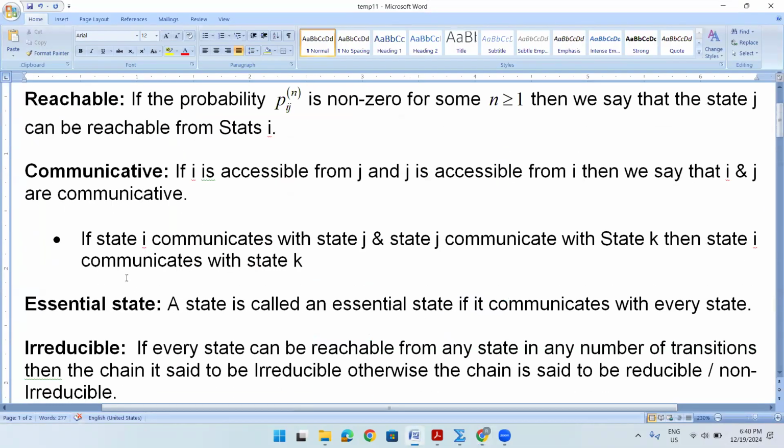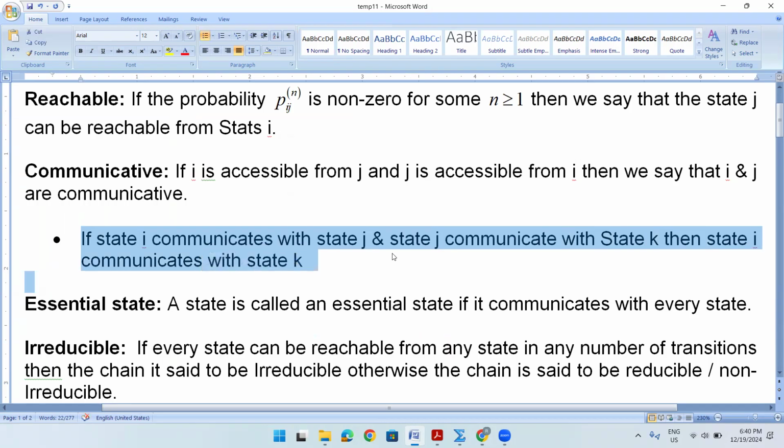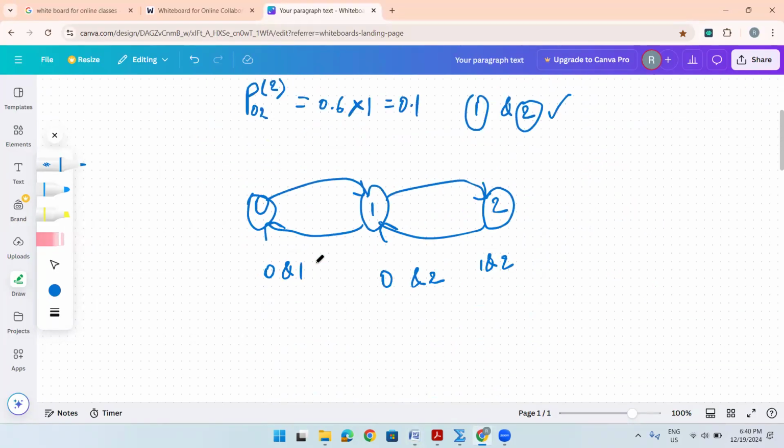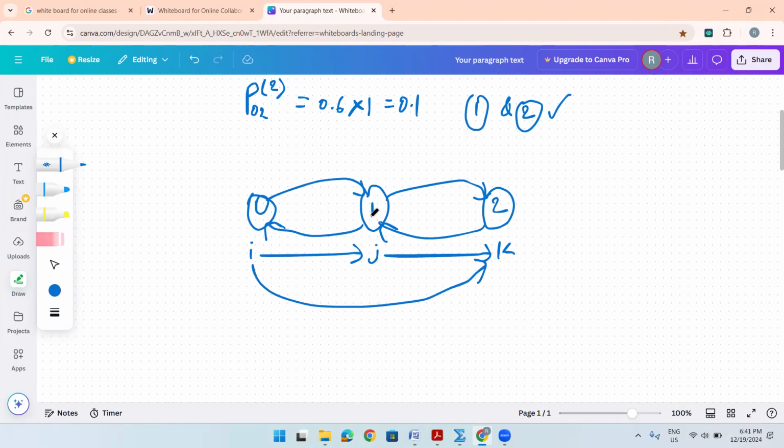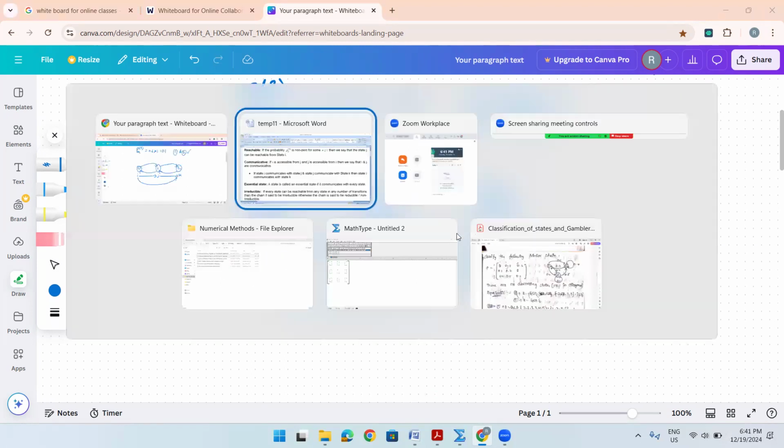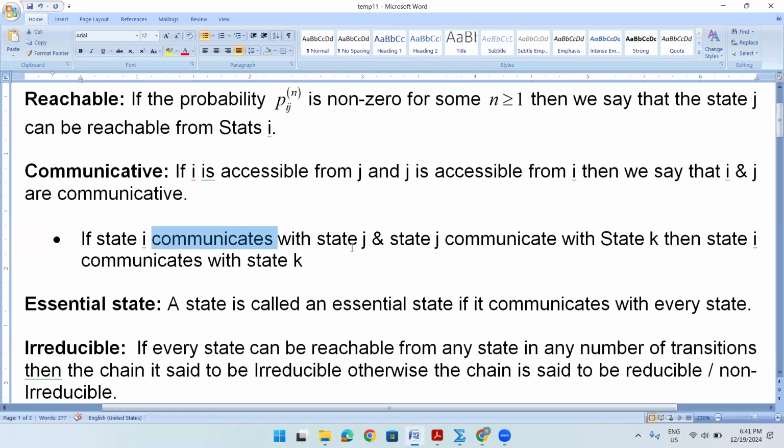So that's about communicative. If state i communicates with state j and j communicates with state k, then state i can communicate with state k. Suppose this is i, this is j and this is k. Here i can communicate with j and j can communicate with k, then i can communicate with k. So 0 can communicate with 1 and 1 can communicate with 2, so 0 can also communicate with 2. That's the point: if i to j and j to k, then i to k is possible.